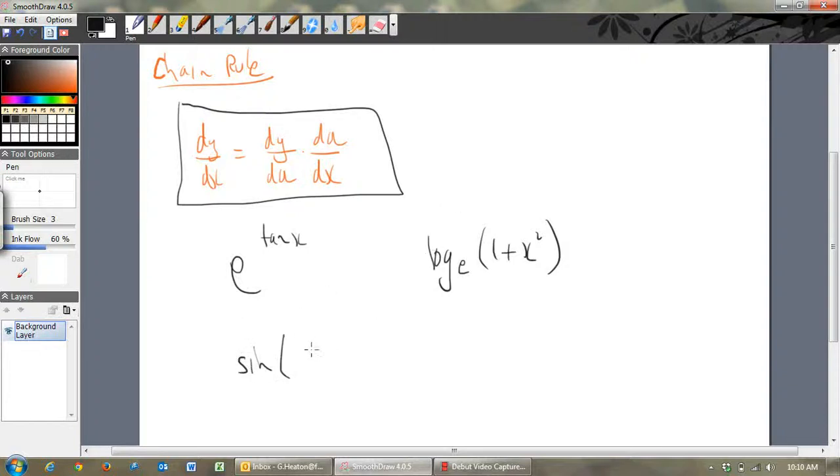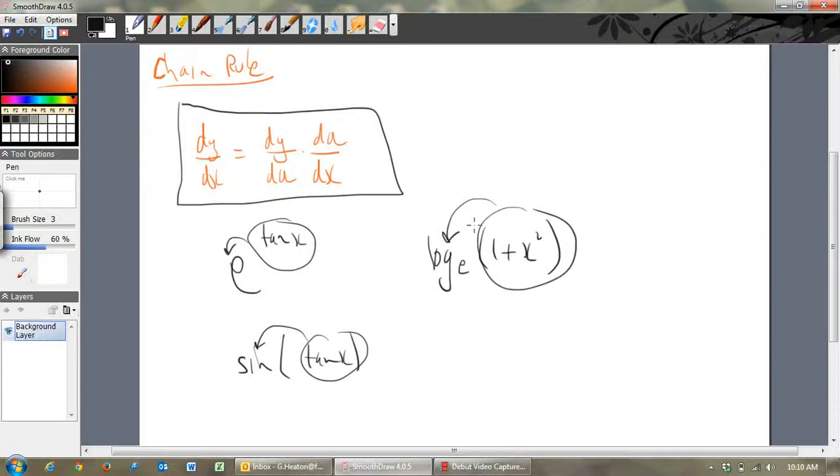Sine of tan x. That's the function tan inside of the function sine. Can you see it's not product rule? It's not sine x times tan x. It's actually sine of tan x. There's this function inside of that function. Here we've got a tan x inside of e to the x. Here we've got 1 plus x squared inside of log e. So it's a function inside of a function. If you can recognize that, then you'll be good. You'll know when to use the chain rule. So let's have a look at some examples.